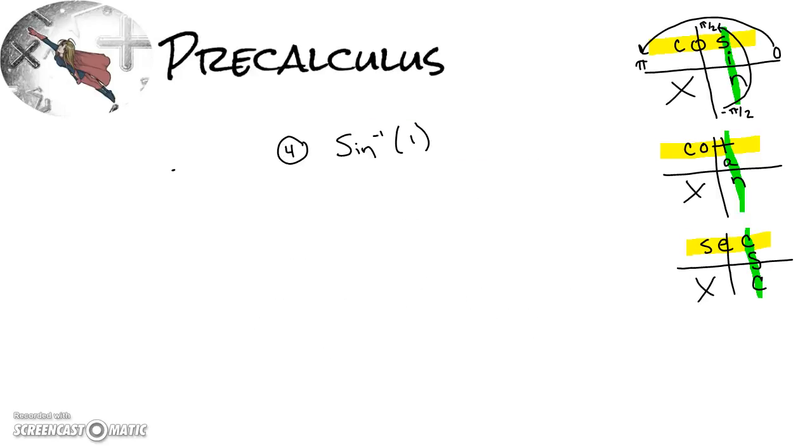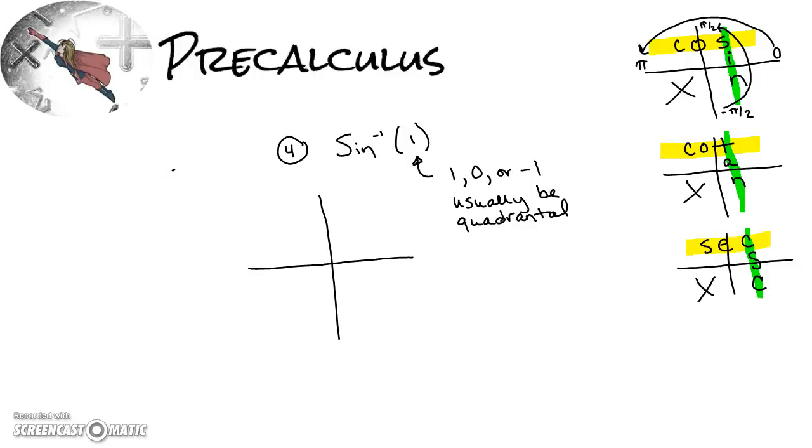And one final example that I wanted to do is this one, sine inverse of 1. So when you have a 1, a 0, or a negative 1 in the parentheses, it will usually be quadrantal, which means it's not going to be the type where you draw the triangle. So if we think this through, what you'd have to think of instead is that think of the fact that sine is the y-coordinate on the unit circle.